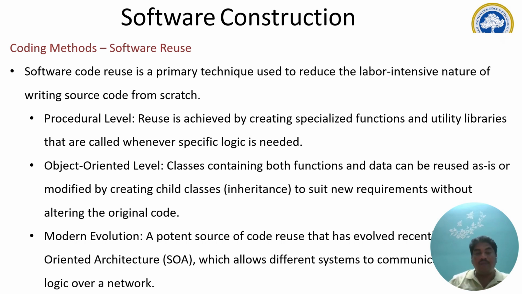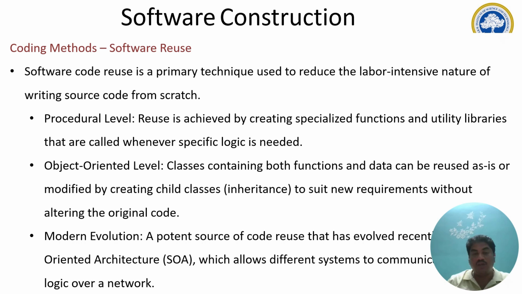So this is a very primary and important technique. In procedural languages, reuse is achieved by creating specialized functions and utility libraries. They are called whenever specific logic is needed. Like in a C program or Java, we already have many header files available. In the math library, there are several mathematical functions, like the square root function and many others. We can just incorporate those header files into our program and make use of the functions. This is the example for procedural level reuse.